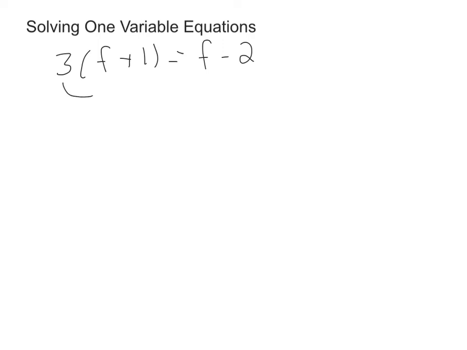So I need to distribute this 3 to both the f and the 1. So I'm going to have 3 times f, or 3f, plus 3 times 1, so 3. And I didn't change anything about the right side, so I bring it back down.